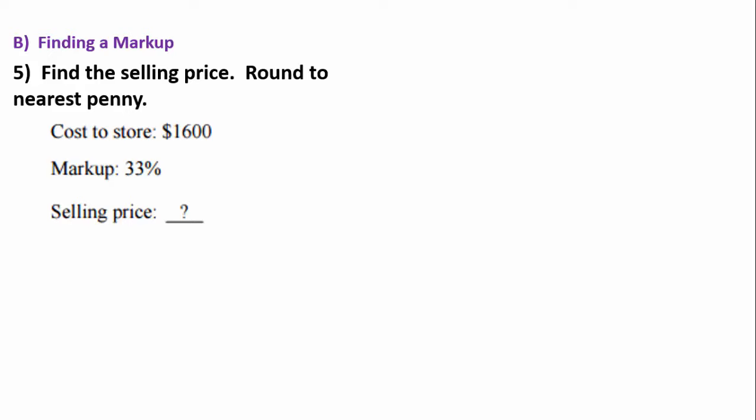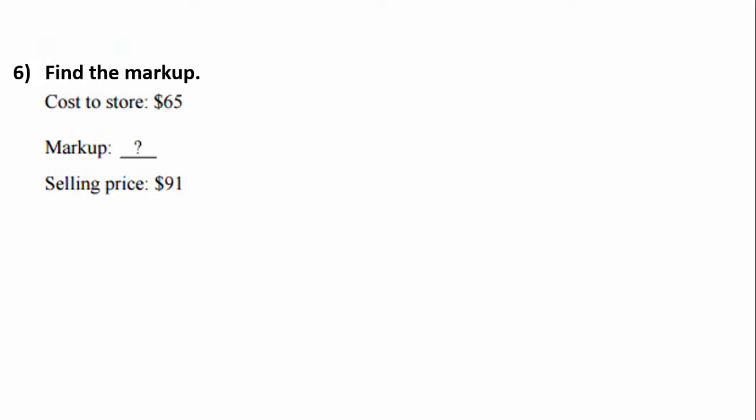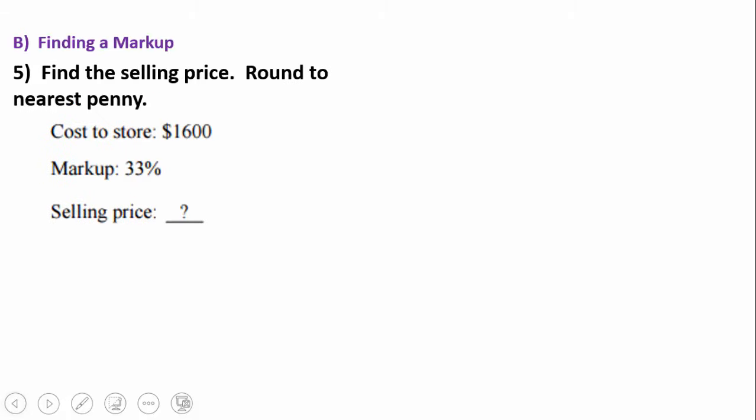You know the methods. You could multiply here, find the amount of markup, and then add it on. Or you could do the method that Mr. Ross chooses. I want to find the percent, and then I'm going to multiply.